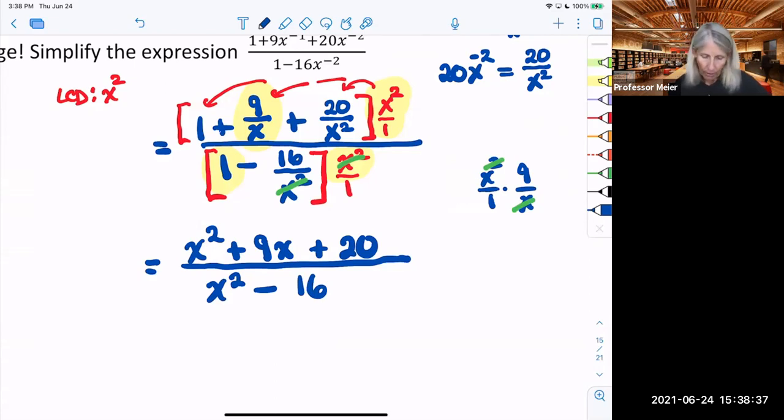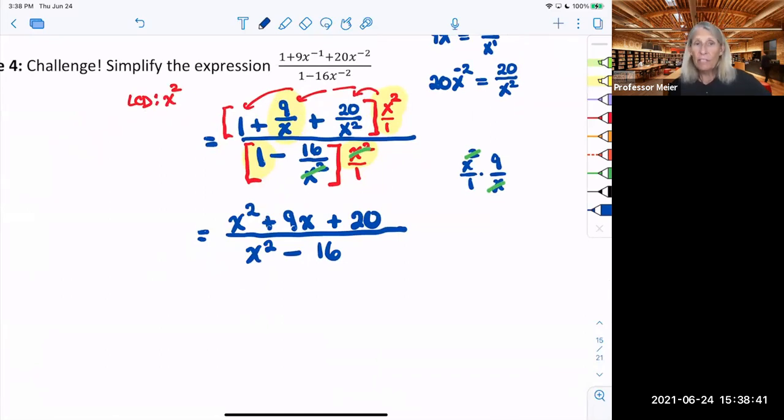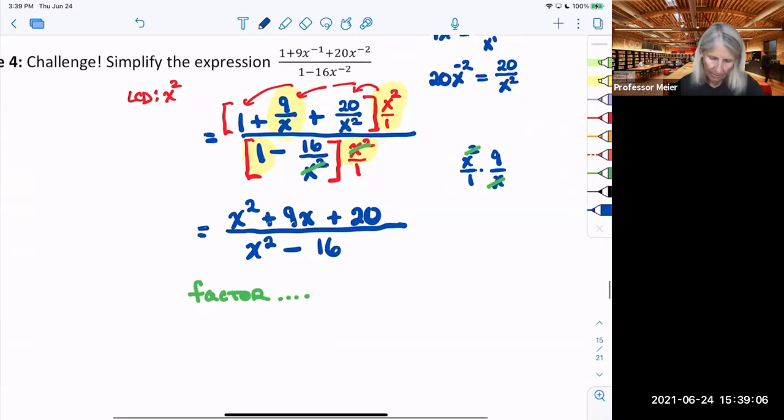Okay, so wow, that looks nice, but hey, there's more we can do. We've simplified in that we got rid of negative exponents, and now we did more simplifying and got rid of the complex fraction. But now there's more you can do. Hopefully these look familiar here, because what you want to do is factor, because it's possible that we might be able to reduce this fraction. But remember, to reduce fractions, you have to factor. All right, so let's factor.